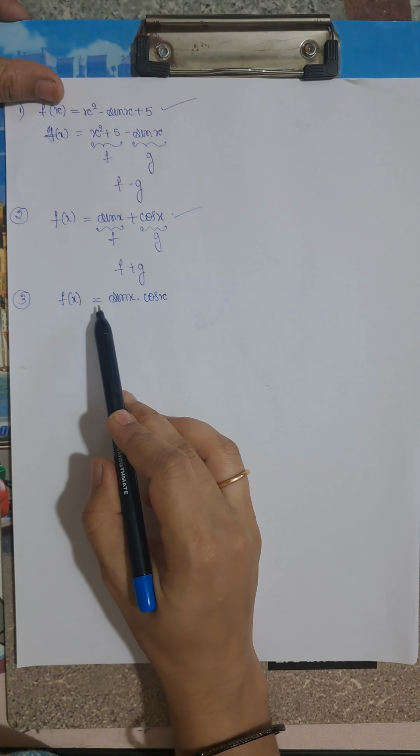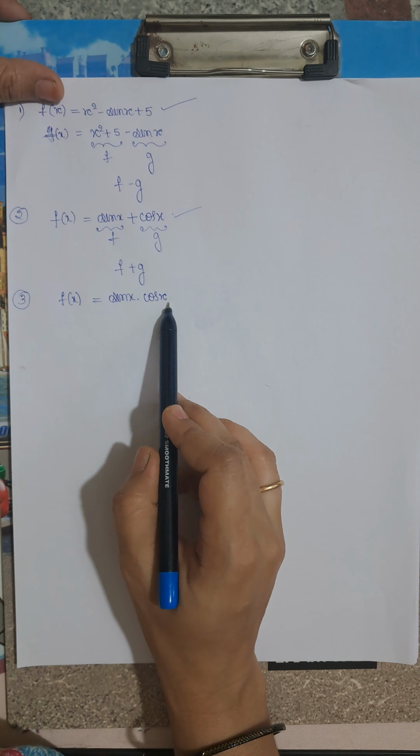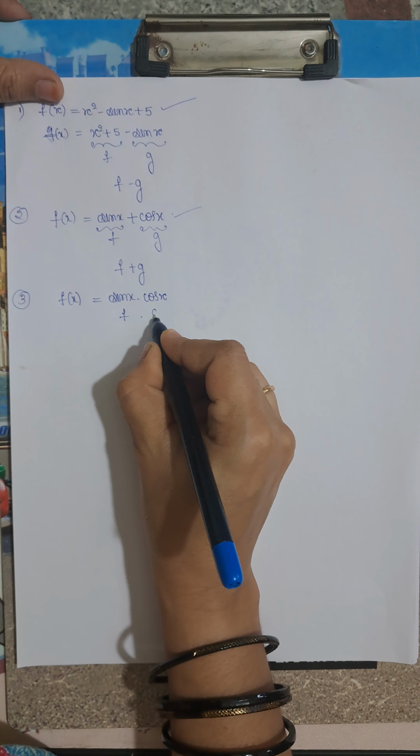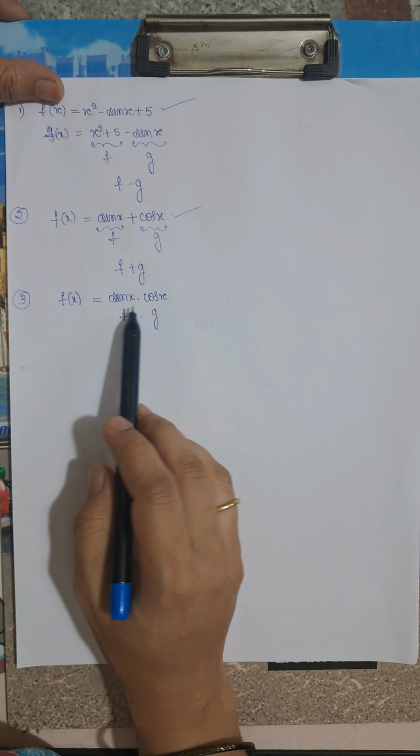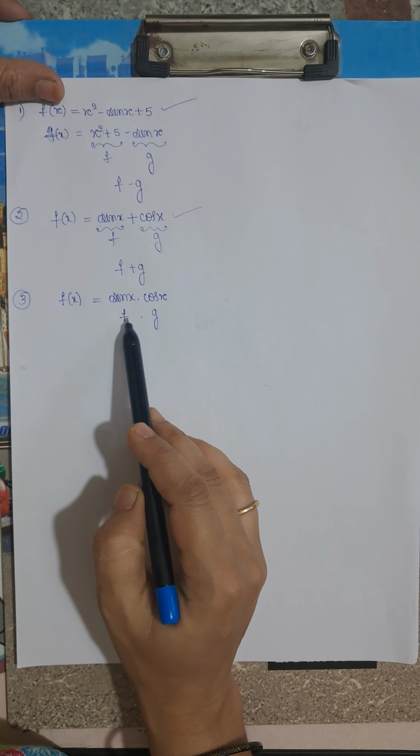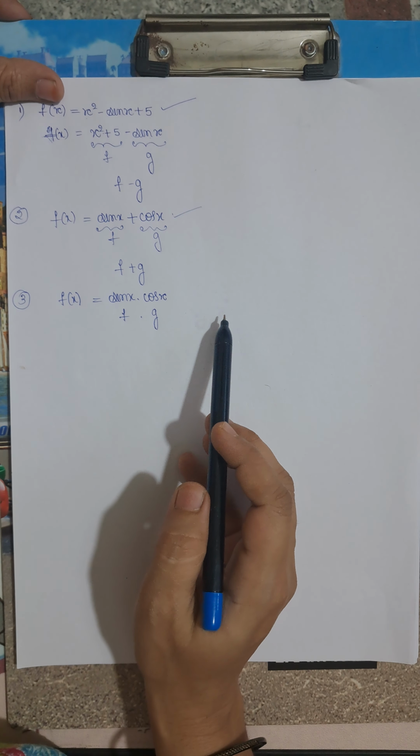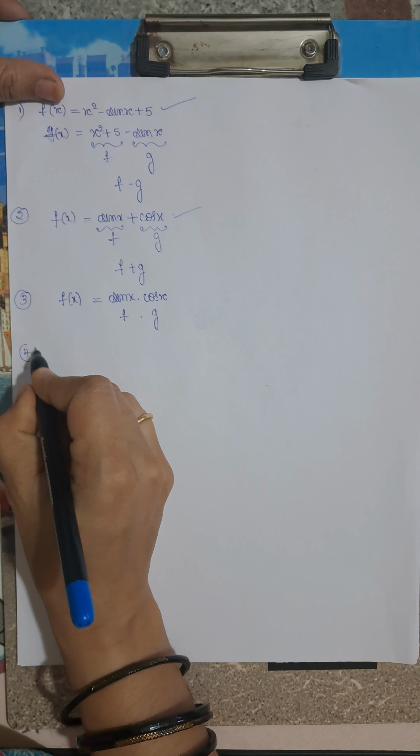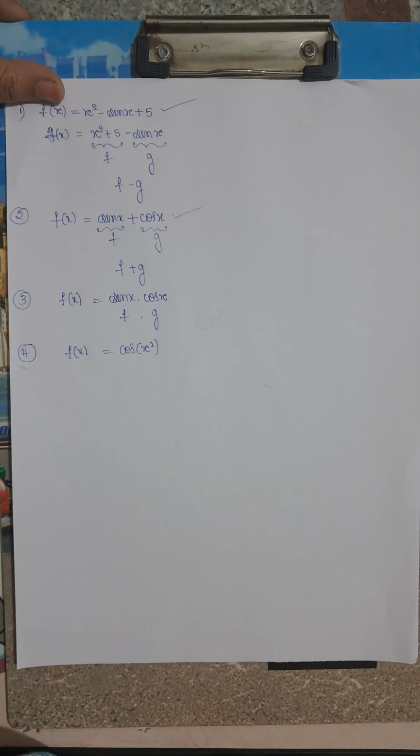Third one, f of x is equal to sin x into cos x. Similarly, we'll call sin x as function f and cos x as function g. If f is continuous and g is continuous, then f into g is also a continuous function. So clearly even the third function is continuous. We'll consider the next one.